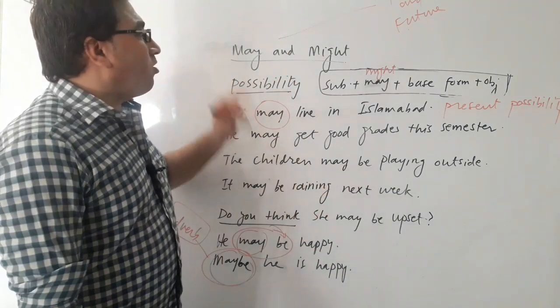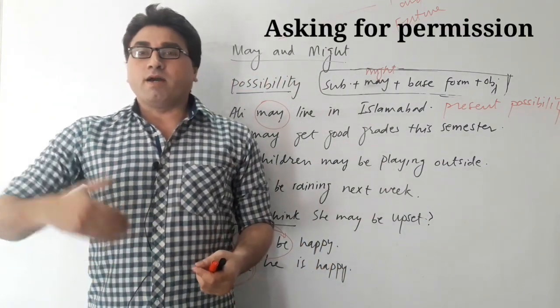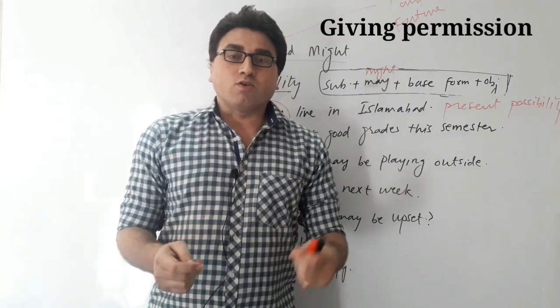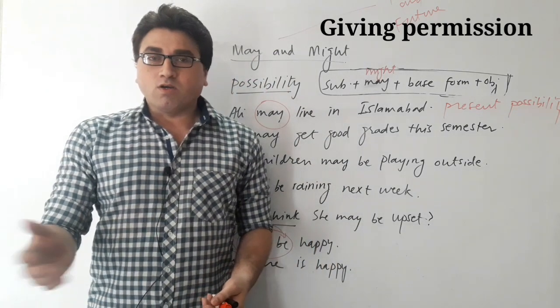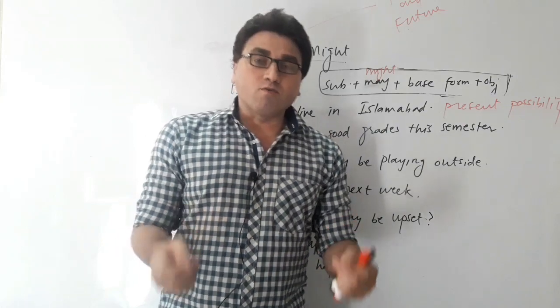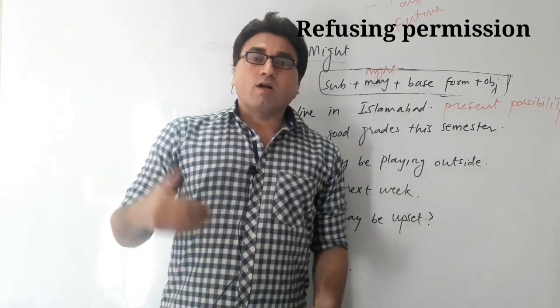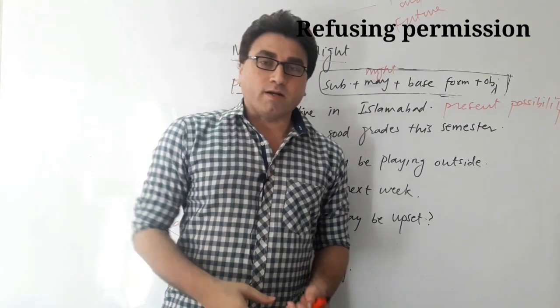And we can also use may and might to ask for permission, like, may I go outside? May I ask you a question? You can also give permission using may and might, like, you may leave now. You might leave now. Both are possible, no problem. And you can refuse. For example, you may not smoke here, or they may not park their car here. You may not go outside.